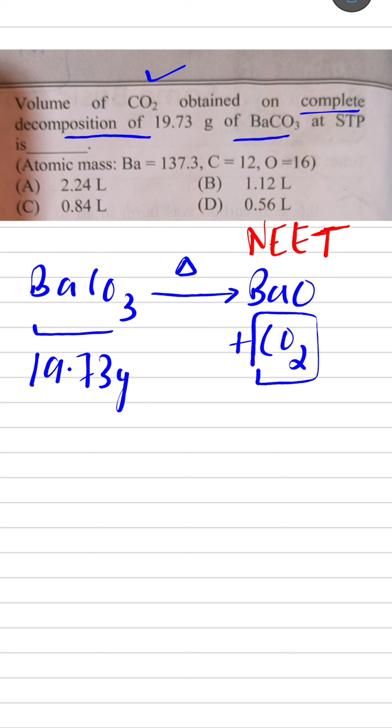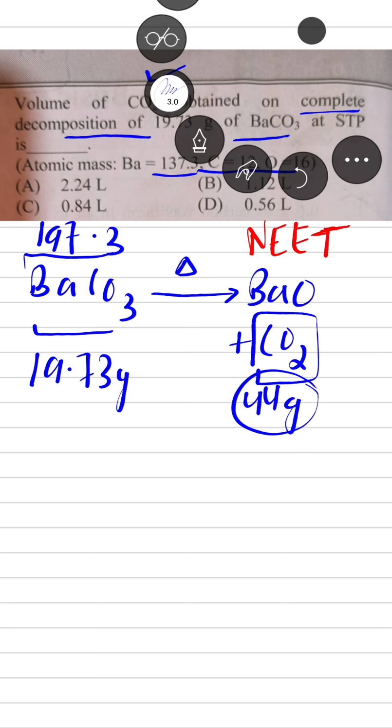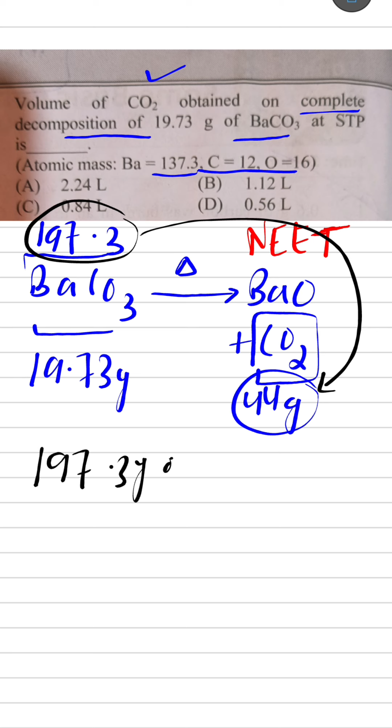From this we know that carbon dioxide has a gram molecular mass of 44 gram, and since atomic masses are given, the gram molecular mass of barium carbonate comes out to be 197.3. Right? Now we can say that 197.3 gram of barium carbonate will produce 44 gram of carbon dioxide. So I'll write down: 197.3 gram of barium carbonate will produce 44 gram of carbon dioxide.